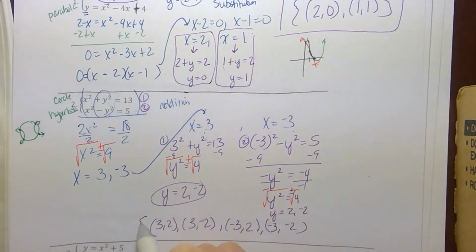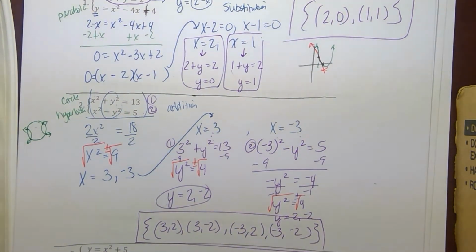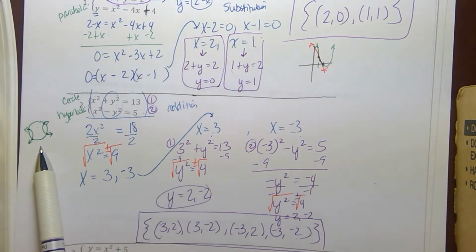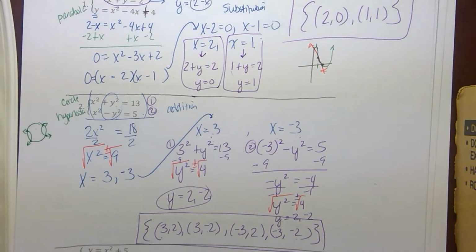I have four solutions: 1, 2, 3, 4 solutions, four ordered pairs that are points of intersection for this system. Because we considered what the graphs were going to look like, we knew that coming in. We expected that we could have up to 4 solutions, so it shouldn't surprise us.